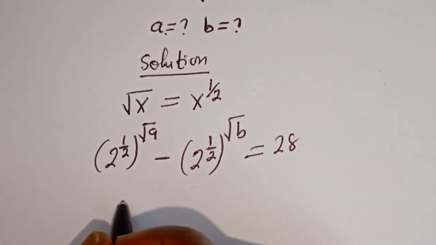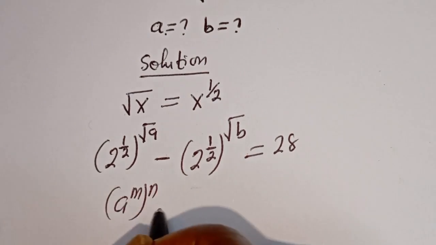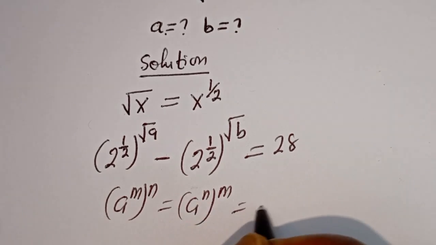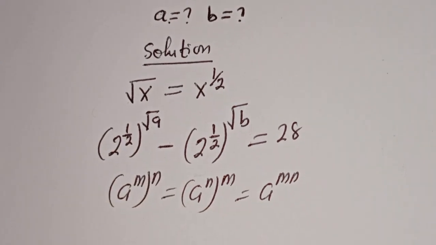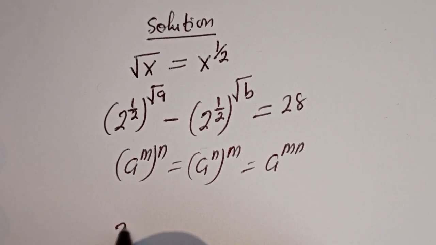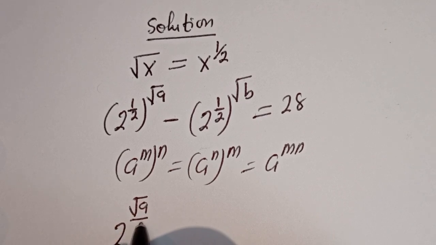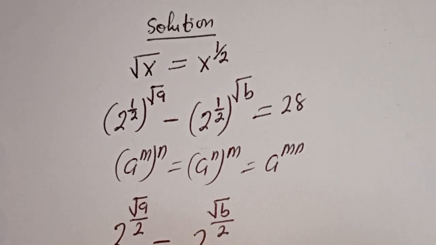Now take note of this, that if you have a to the power of m to the power of n, this is equal to a to the power of n to the power of m, this is equal to a to the power of mn. Then this can be written as 2 to the power of square root of a divided by 2 minus 2 to the power of square root of b divided by 2 is equal to 28.